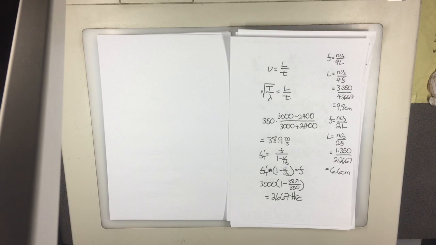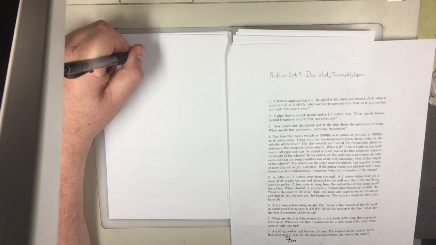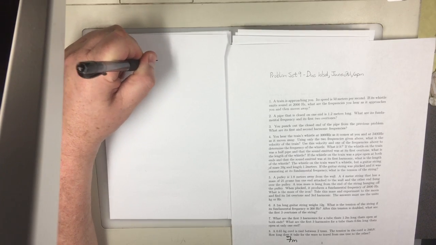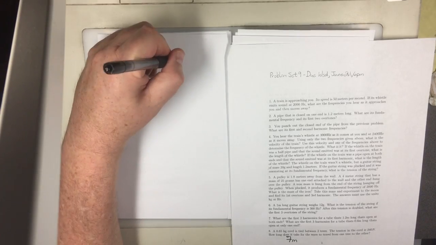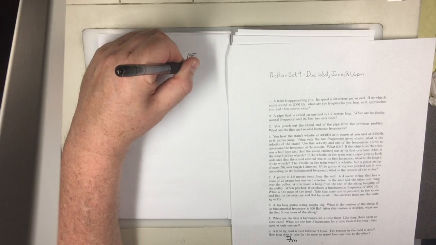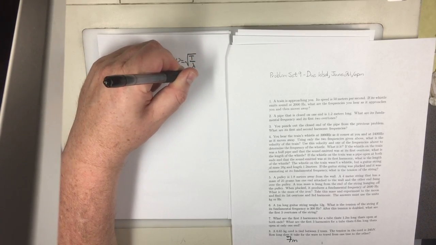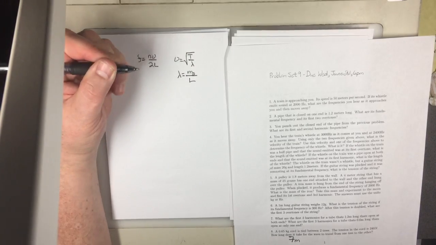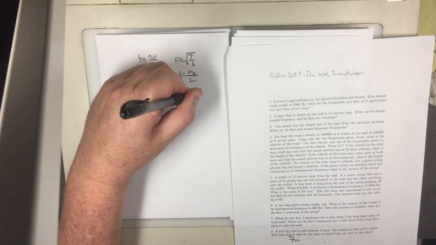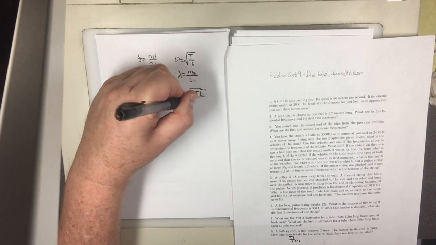Now in the last part, the whistle on the train wasn't a whistle, but a guitar string of mass 20 grams and length 1.2. So this is a standard string, not an Atwood string. If the guitar was plucked and it was resonating at its fundamental frequency, i.e. first harmonic, what is the tension of the string? So we change things up a bit. Frequency is NV over 2L for a string. Velocity is the square root of tension over lambda. Lambda is mass of the string divided by the length. So velocity is the square root of tension times length over mass.